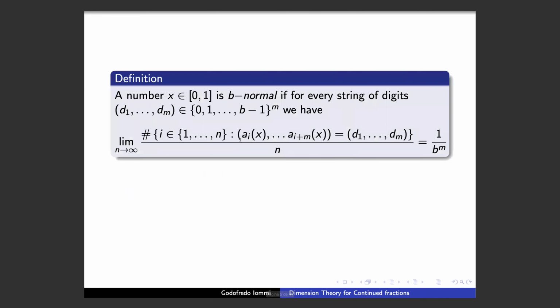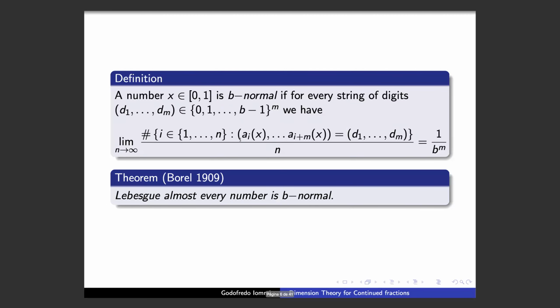A number is normal in the base B expansion if you pick any string of digits, d1 up to dm, and you compute the frequency of appearance of that string in the expansion in base B of the number x, and that frequency is 1 over B to the power of the length of the string. Then you say that the number is normal. So for example, if you're expanding in base 10 and you look at the digit 7, the frequency of appearance of the digit 7 in a normal number is 1/10.